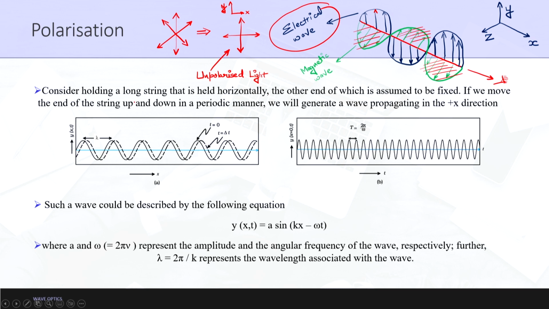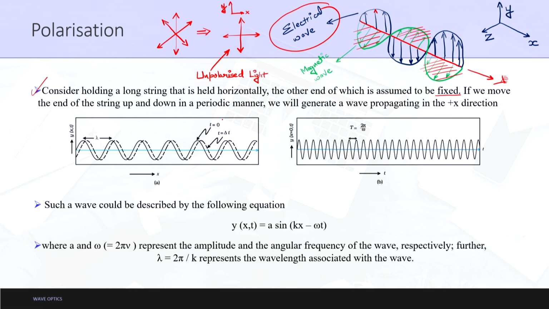Consider holding a long string that is held horizontally, the other end of which is assumed to be fixed. If we move the end of the string up and down in a periodic manner, please make sure we are moving it periodically, with no non-periodic movement, then we will generate a wave propagating in the positive x direction. Quite evidently, at any time t, if we stop and take an image, we can find that the wave is propagating in the x direction.